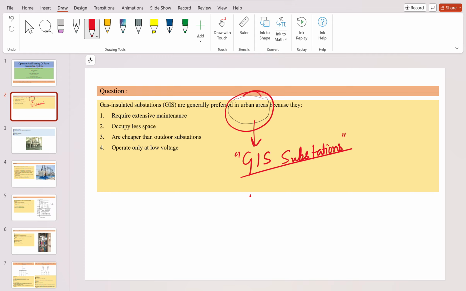Okay, option two. Any other? I will give you 30 seconds to read the problem and come to a solution. Okay, option three, they are cheaper than the outdoor substations. Just wait for a few seconds and after that I will give the solution.